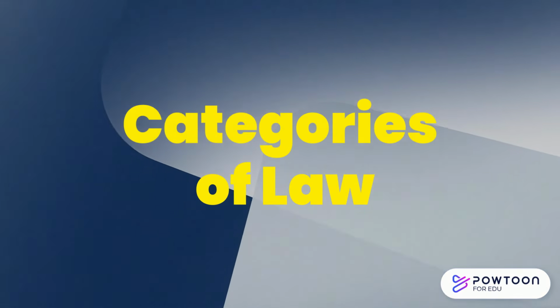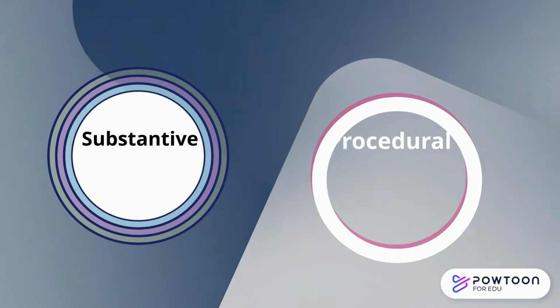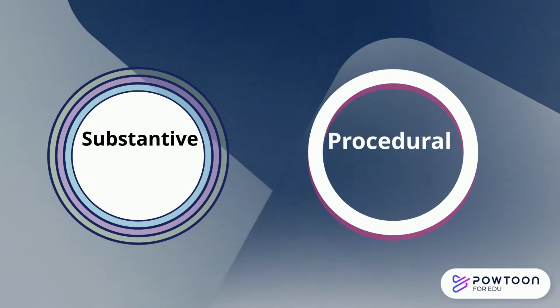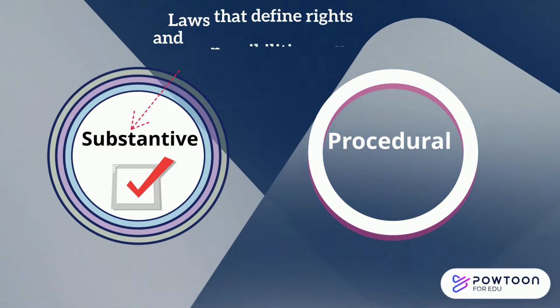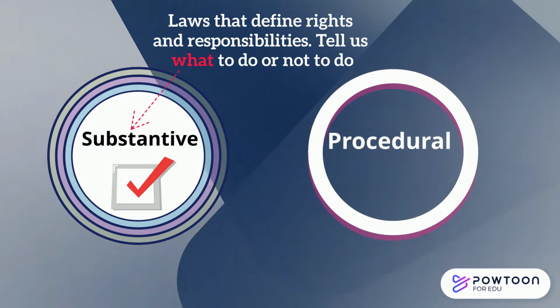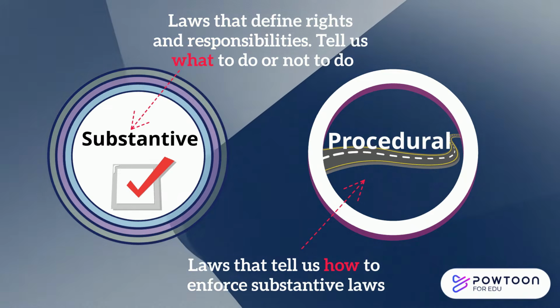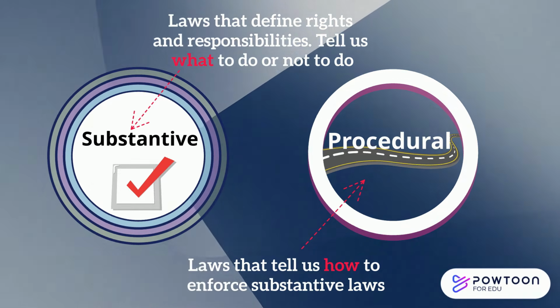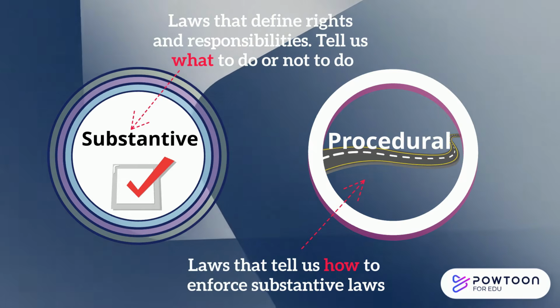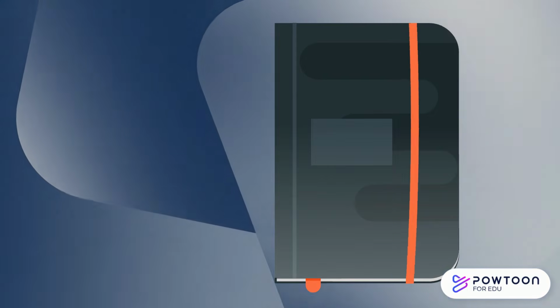The first way to categorize a law is to think of it as either substantive or procedural law. Substantive law tells us our rights and responsibilities. It tells us exactly what we can and can't do. Procedural law, on the other hand, tells us how to enforce those rights and responsibilities that come with the substantive law. So think of them as the what and the how. Let's take a look at an example.